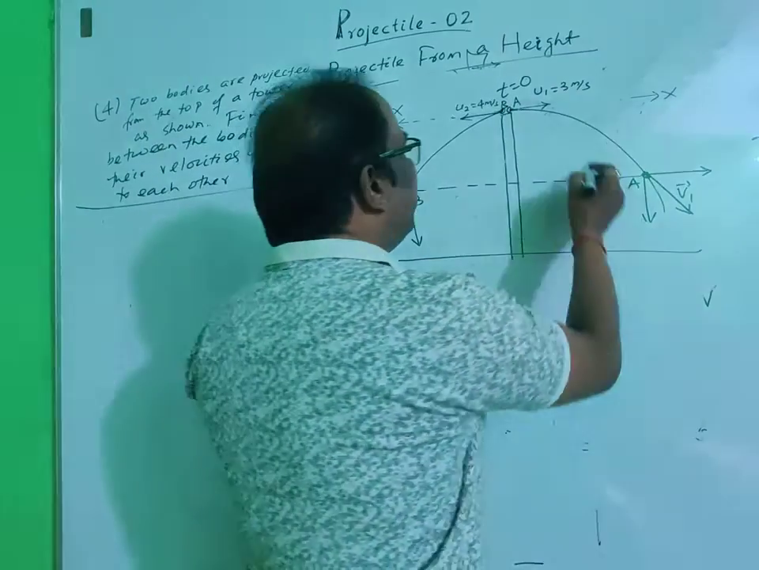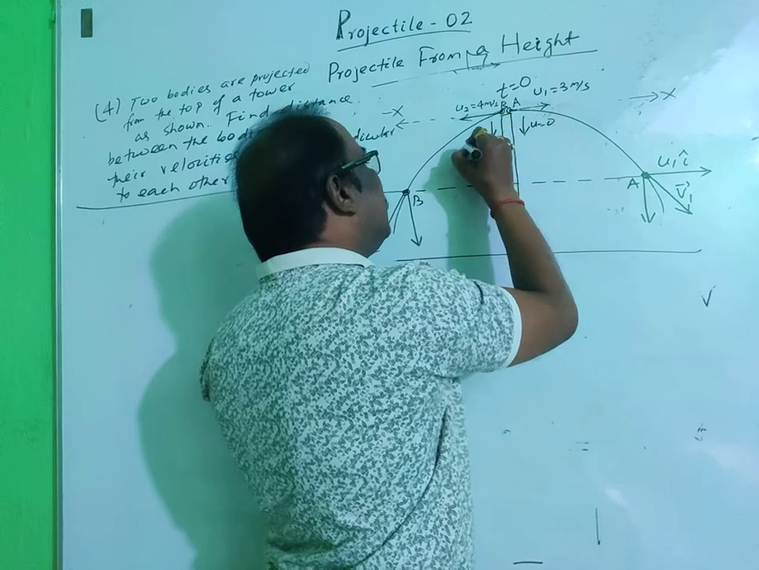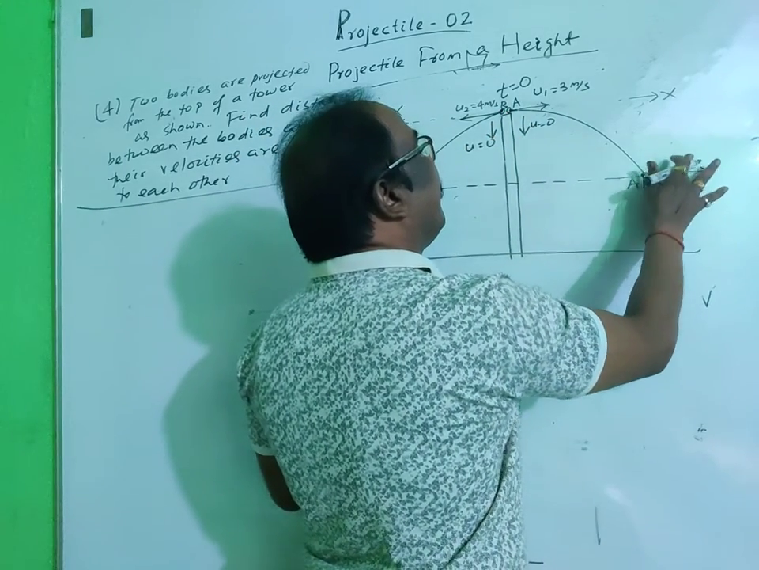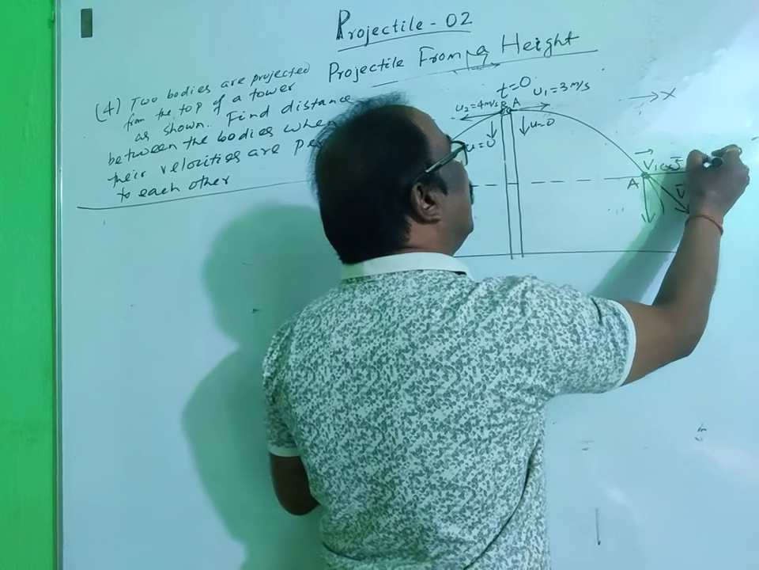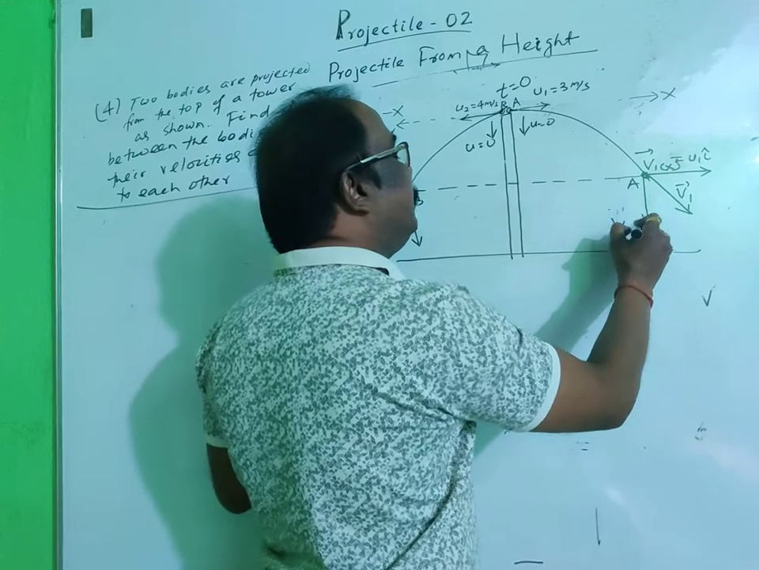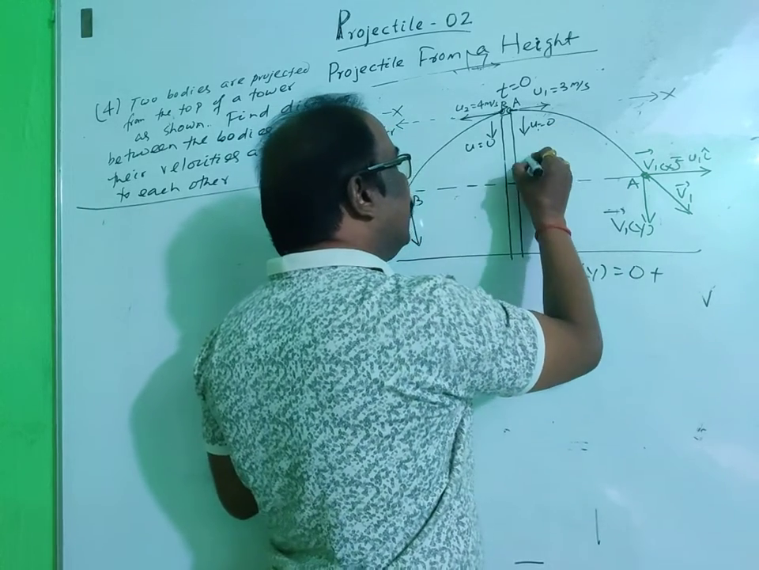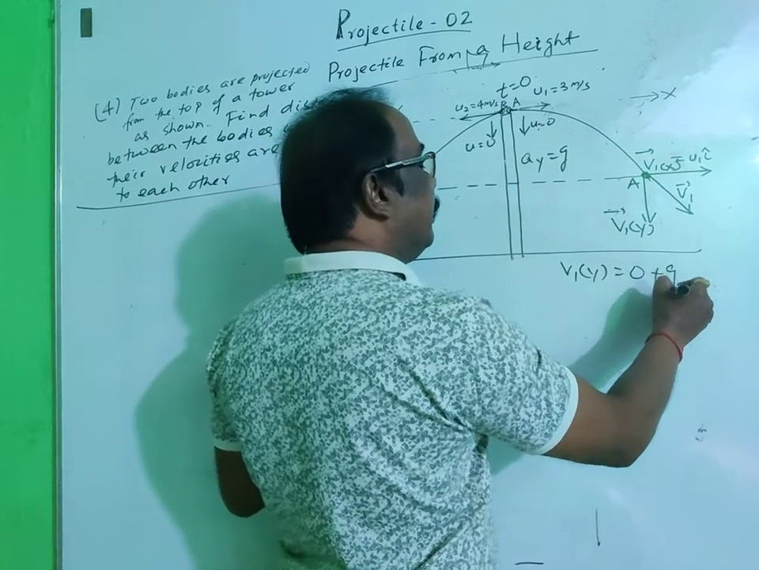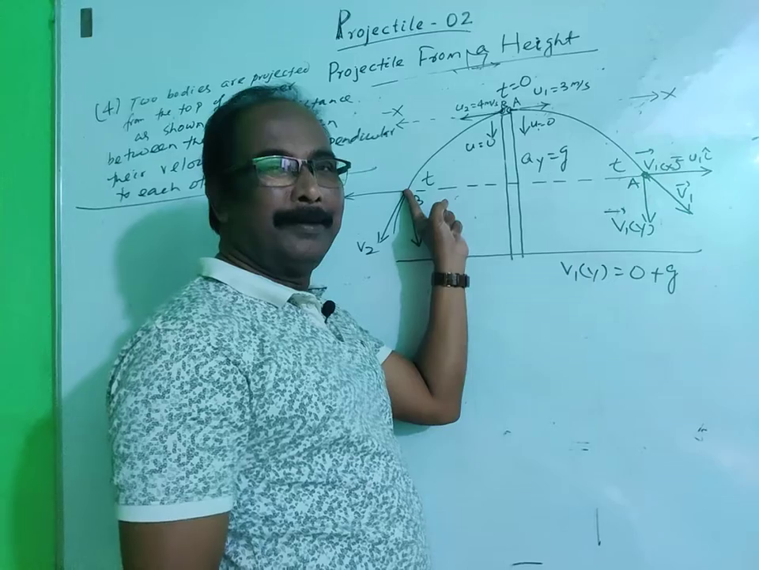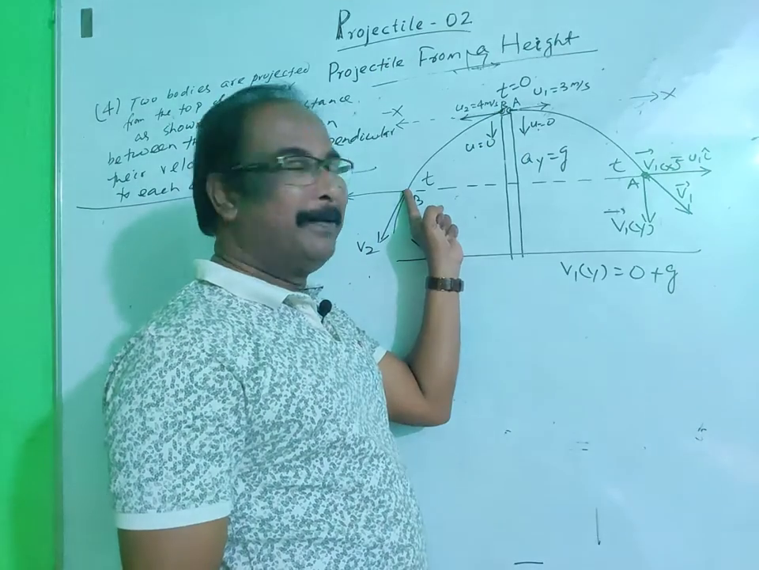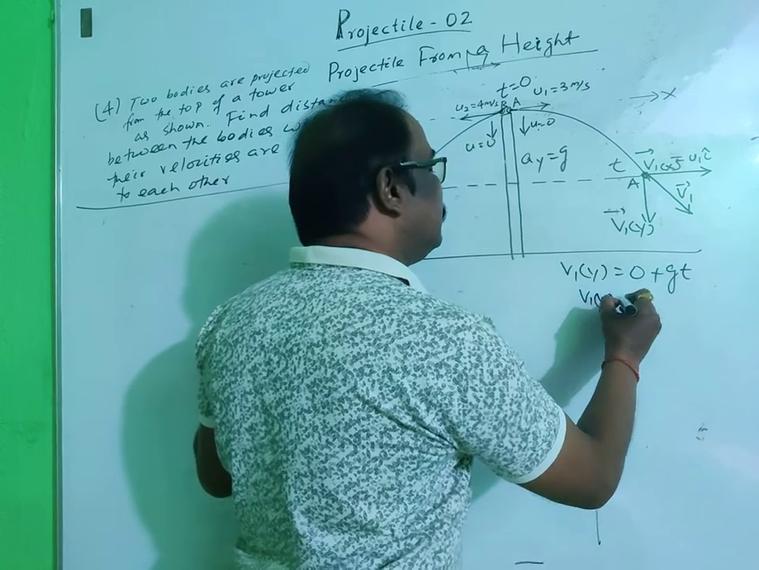As we have discussed, horizontal velocity is u1, direction is i cap. Initial vertical velocity is 0. So this is v1x, which is equal to u1 i cap. Then v1 in y direction is u plus at, with u equal to 0 and acceleration g. Let the time taken by the body to reach this point be t, and the other body also takes the same time to reach this point, because both bodies are projected at the same time. So v1y is equal to gt.